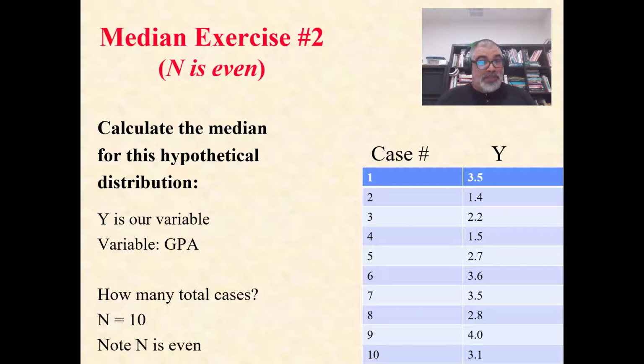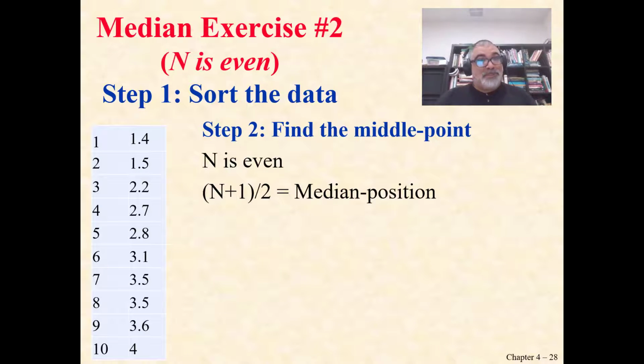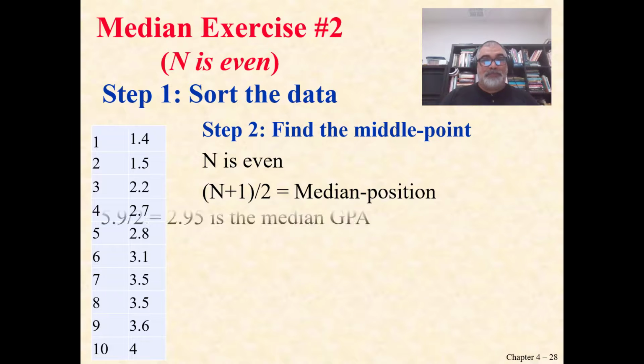So how many total cases? 10, and we are going to note that n is even. How do we find the middle position? Well, we use the same formula. We're going to sort our data. First step, don't forget that first step. We're going to go from 1.4 GPA all the way up to a 4.0 GPA. And we have our formula, n plus 1 divided by 2 is the median position after we've sorted the data.